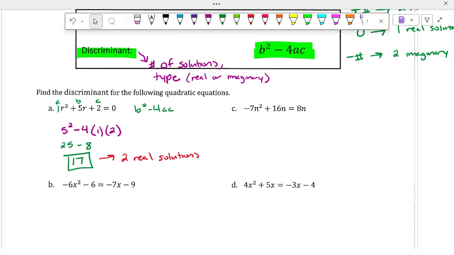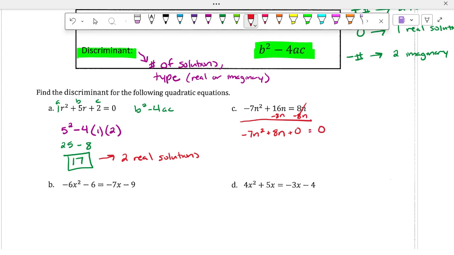All right, let's try another one. First off, I need to get one side equal to 0, so what do I need to do? Subtract the 8n to both sides. This would be negative 7n squared plus 8n. Now, if there's no constant, but we still need that c value, what will we put in that place? So if there's no constant, but we still need a c value, 0. If you're trying to put a placeholder for nothing, you put 0.